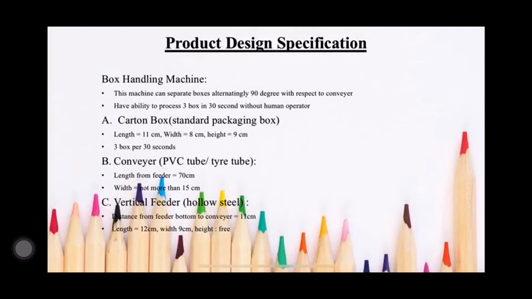For the conveyor, we use PVC tube or tire tube. The length from feeder is 70 cm and the width is not more than 15 cm. For the vertical feeder, we use hollow steel. The distance from feeder bottom to conveyor is about 11 cm and the length will be 12 cm, width 9 cm, and it can be at any height.